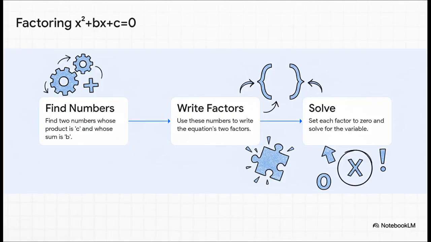So how do we put it to use? Well, when our equation is in that nice, simple x squared plus bx plus c equals 0 format, the whole thing becomes a kind of fun number puzzle. You're just looking for 2 numbers that multiply to give you c and add up to give you b. Once you find them, you can break the equation into 2 simple parts. And because of that zero product property, you can solve each little part on its own.